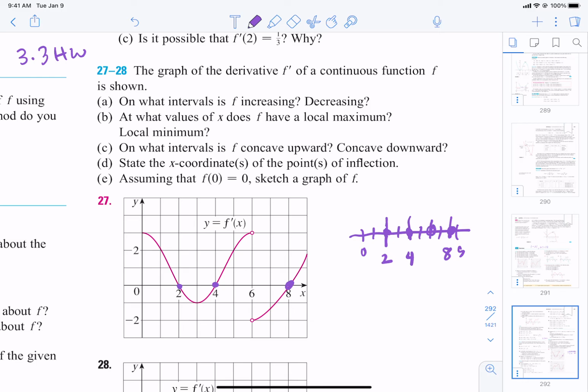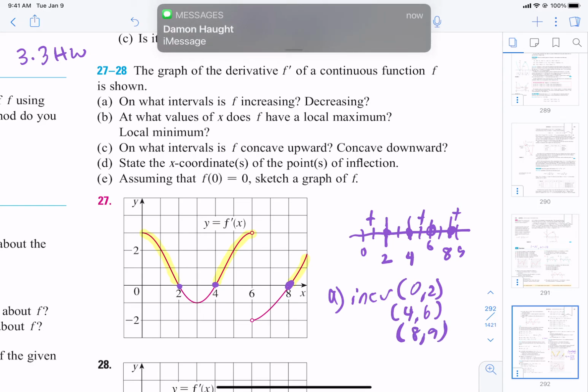Okay. Next, let's talk about increasing and decreasing. This part of the derivative is positive. It's above the x-axis. So let's put a little positive here between 4 and 6, and then from 8 to 9. Okay? So the original function is increasing where the first derivative is positive, above the x-axis. So for part A, it is increasing from 0 to 2, from 4 to 6, and then from 8 to 9.